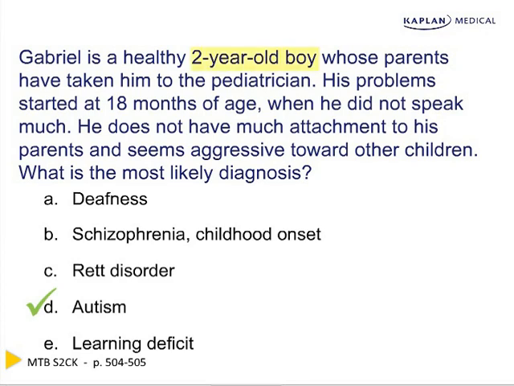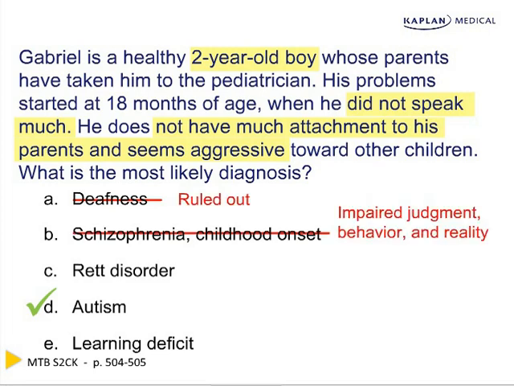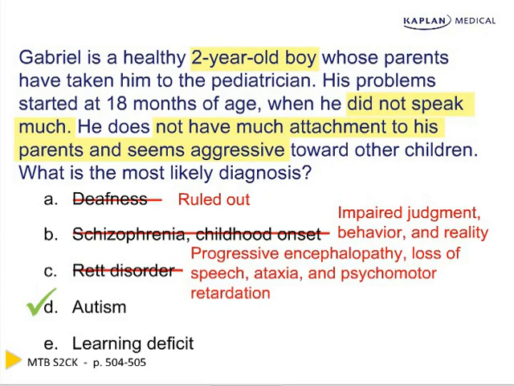And we discussed the issues here. Remember, he's a 2-year-old boy. That's right in that age range where you can diagnose autism. He doesn't speak much, so there's that absent or bizarre speech. And that, remember, the lack of social interaction. He doesn't have much attachment to his parents, and he seems aggressive toward other children. So we rule out the other answer choices, and ultimately we know that if D said pervasive developmental disorder, we could have chosen D as well, but here it just said autism, and so we can pick D as our correct answer choice.